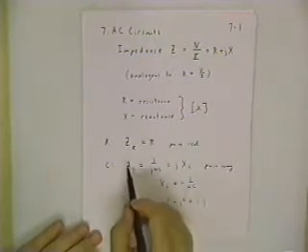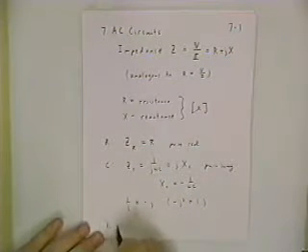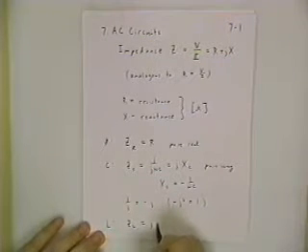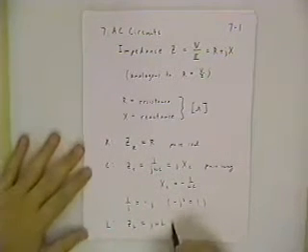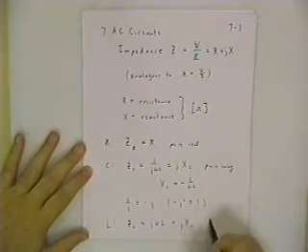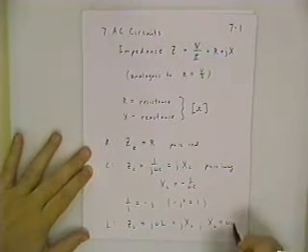So we have two of our impedances already, resistor and capacitor. For the inductor, Z sub L is equal to j omega times L. So in turn we can call that j times X sub L, where X sub L is equal to omega times L.